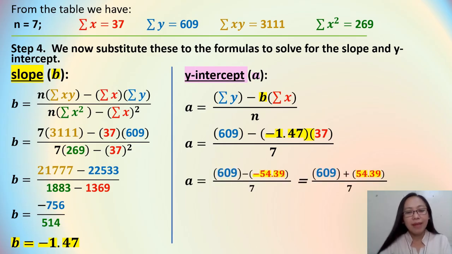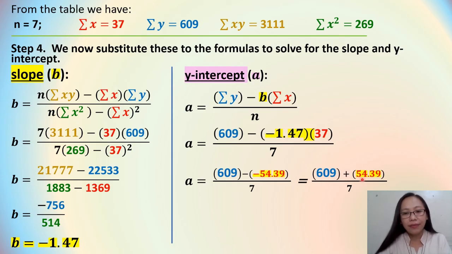Then applying the mathematical operations, we bring down 609, and then subtraction. And then negative 1.47 times 37, you have negative 54.39. That's over 7. And since we have subtraction here and negative here, the rule for subtraction is to change the sign of the subtrahend and proceed to addition. So that will give you now addition.